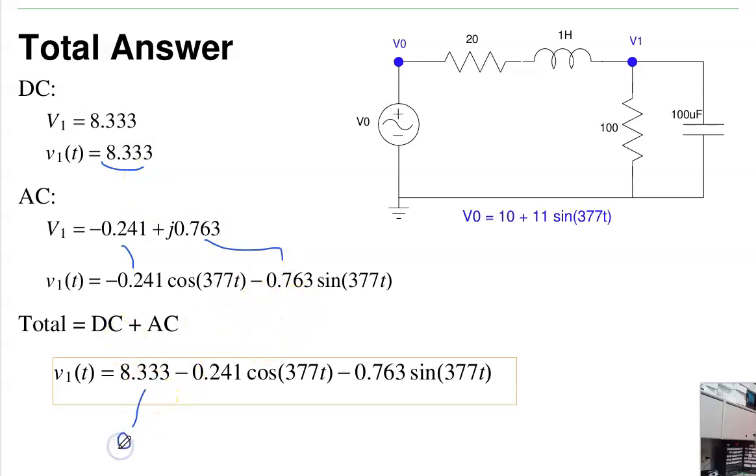I have a DC term and an AC term. That's superposition. Treat this as two separate problems, one at DC, one at AC.